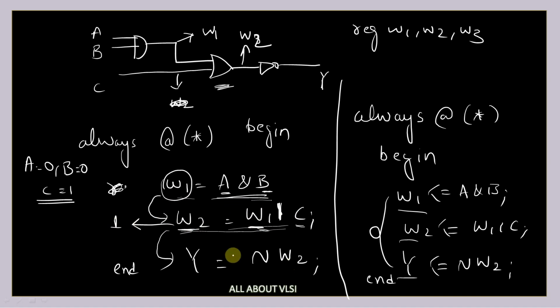Next, what is going to happen? Not of W2 is nothing but 1, and the NOT operation on this 1 gives you 0. So finally the value of Y will be updated.